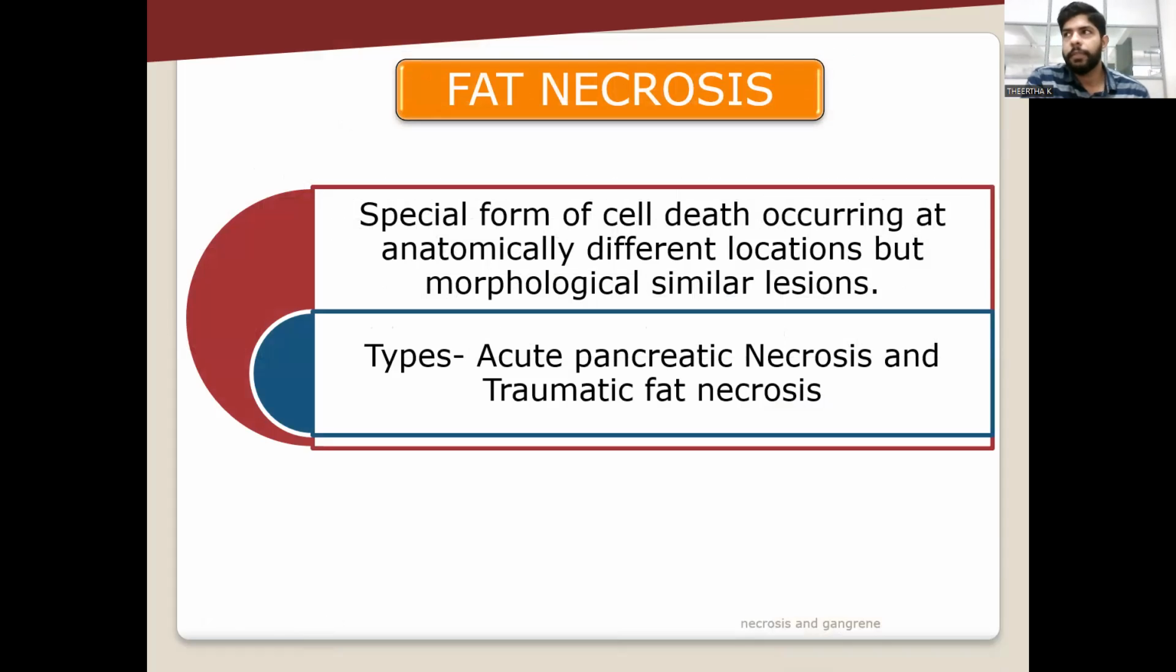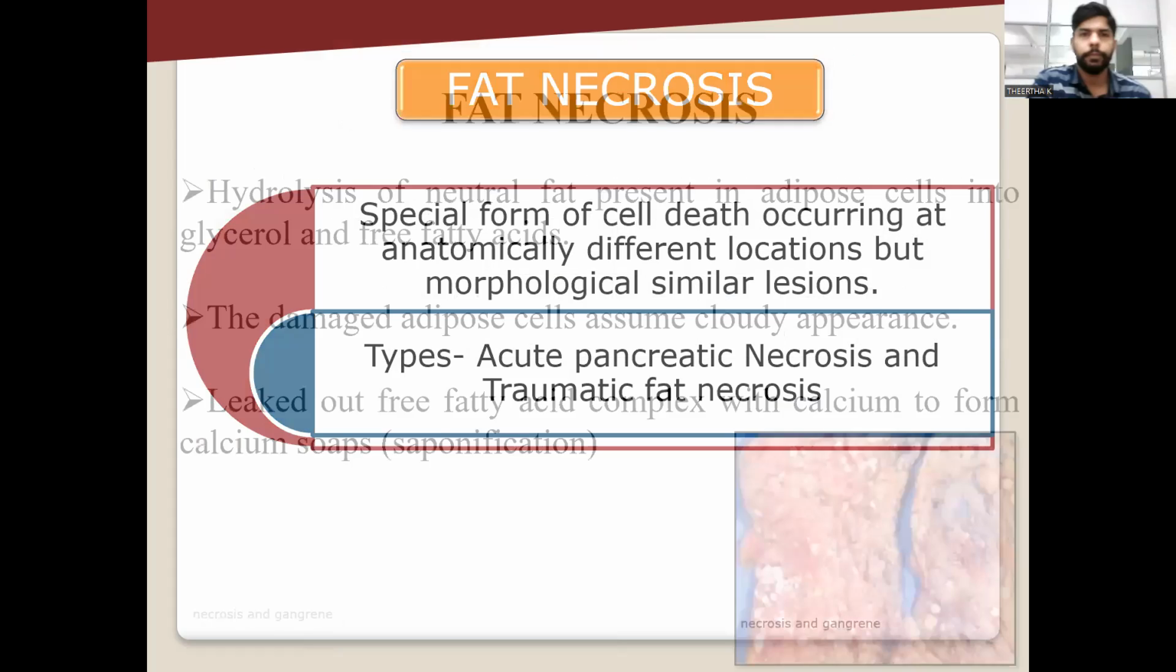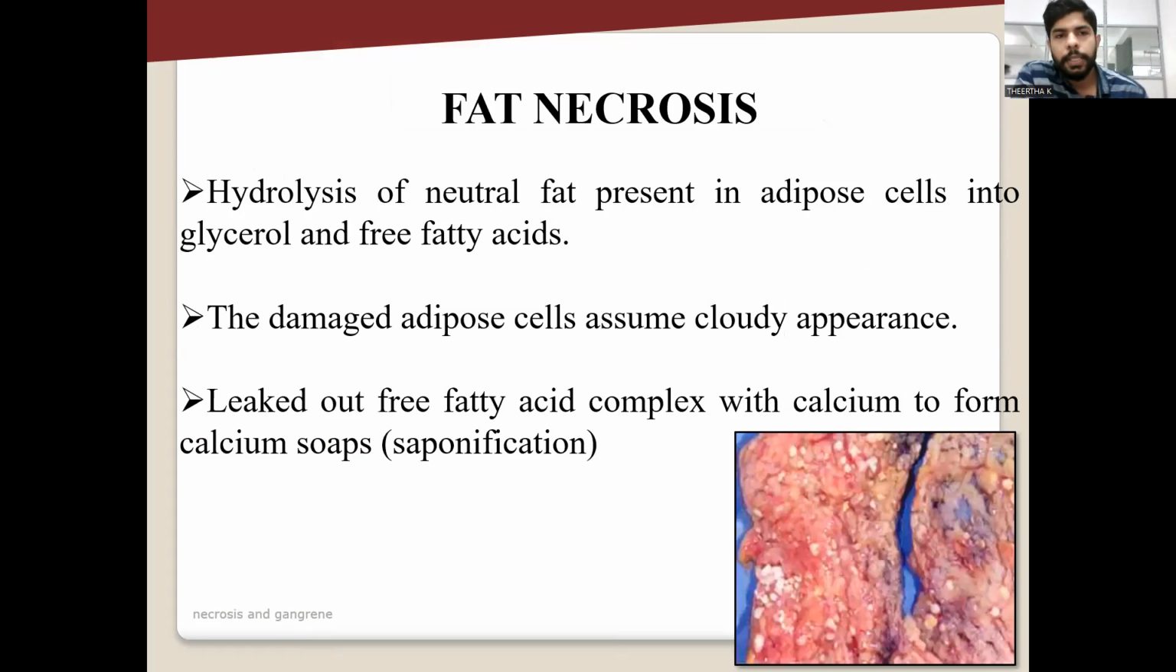Fat necrosis is a special form of cell death which occurs at anatomically different locations but with morphologically similar lesions. It has different types, such as acute pancreatic necrosis and traumatic fat necrosis. Fat necrosis is hydrolysis of the triglycerides present in the adipose cells into glycerol and free fatty acids. The damaged adipose cells assume a cloudy appearance. The leaked out free fatty acids complex with calcium to form calcium soaps, which is known as saponification.